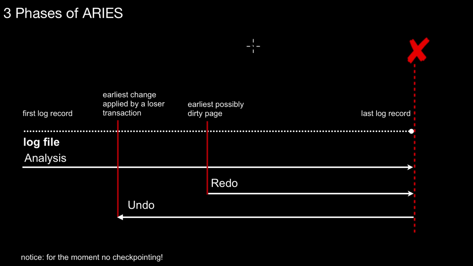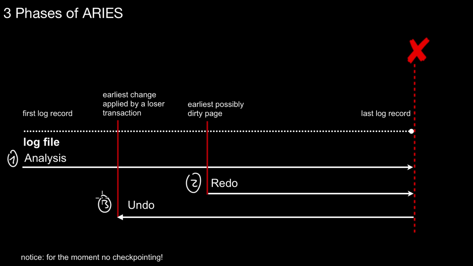In this video, I will give an overview on ARIES. ARIES is a widely used recovery method for disk-based database systems. So this algorithm or variants of it are used in almost all disk-based database systems. The algorithm operates in three major phases. There's the analysis phase, there's the redo phase, and there's the undo phase.